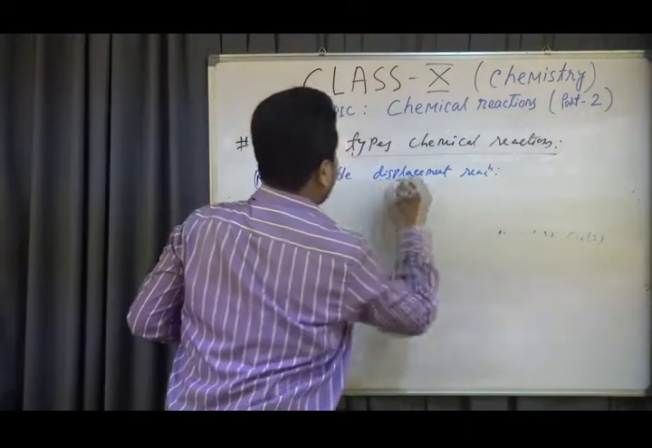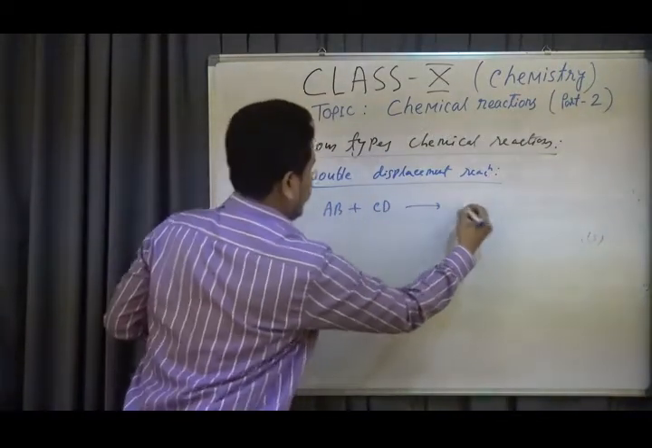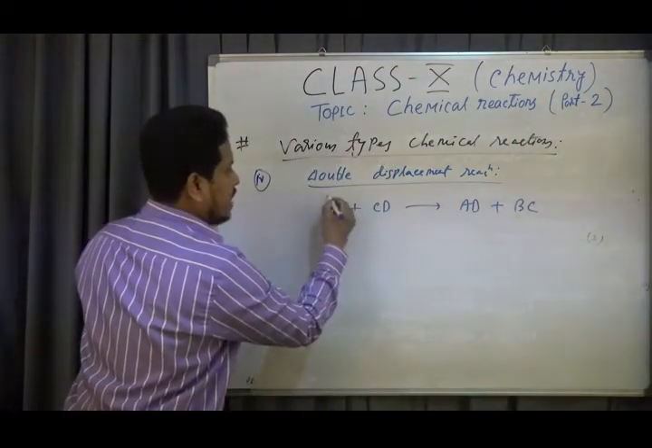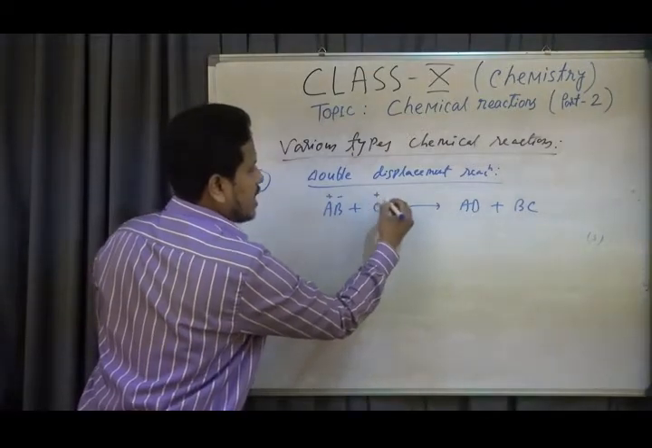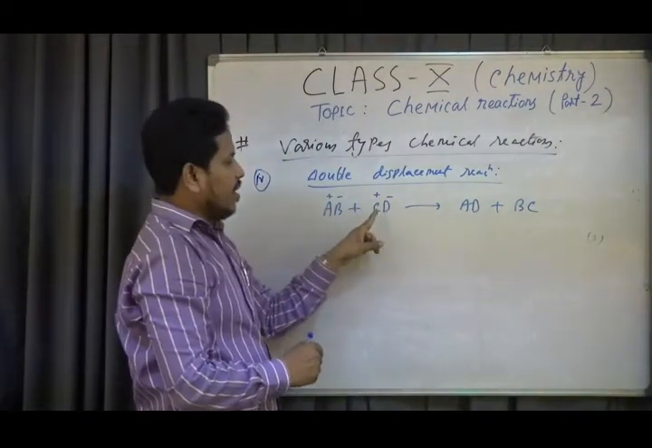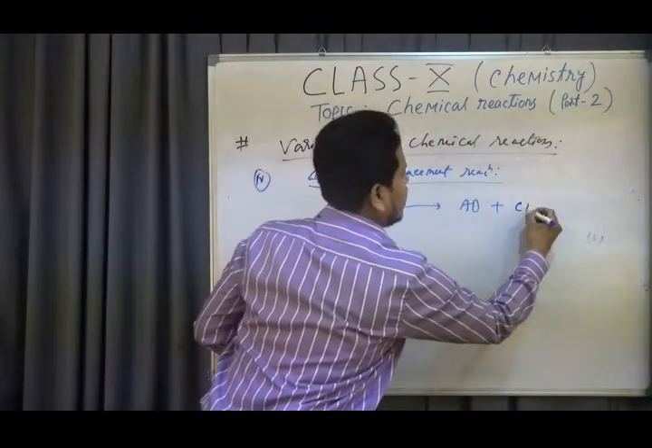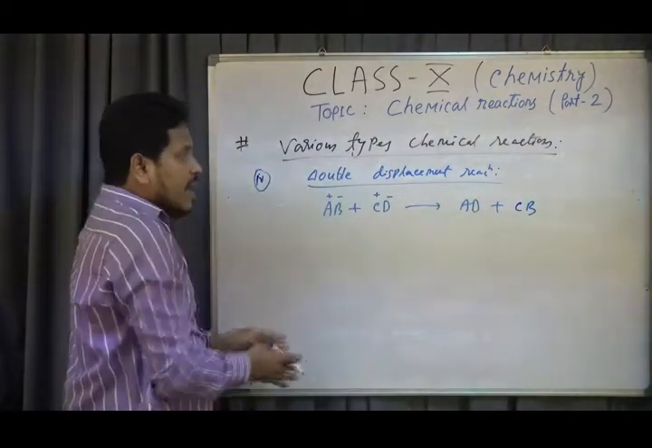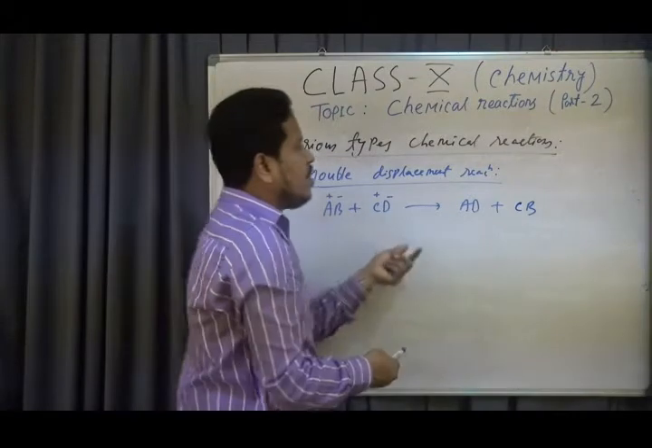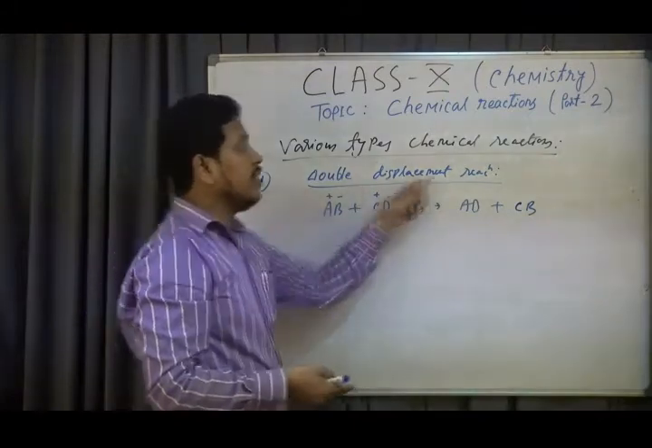Double displacement reaction, my dear students, means the general form is AB plus CD producing AD plus CB. Let in compound AB, A be the cation and B the anion; in compound CD, C the cation and D the anion. Then their ions will be exchanged: A and D form AD, and the cation C with the anion B forms CB. Generally, ionic solids in aqueous solution exchange their ions, cations and anions. This is called double displacement reaction, my dear student.